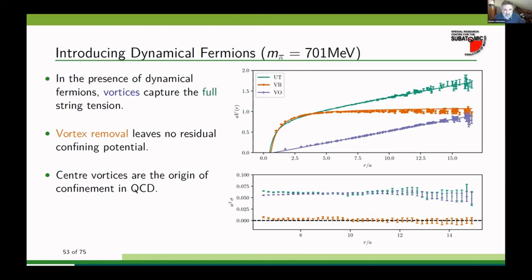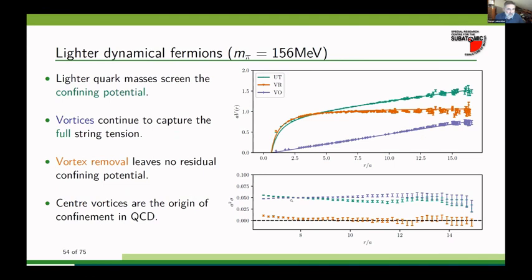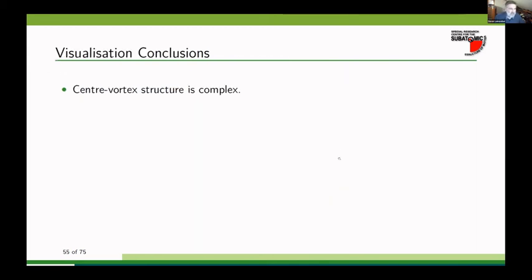But again, this changes very nicely. You introduce dynamical fermions. Now the string tensions between vortex only and the untouched agree, and there's no evidence of any confinement potential in the vortex removed. So again, a much nicer picture, complete satisfaction. So we would argue that center vortices are the origin of confinement in QCD.